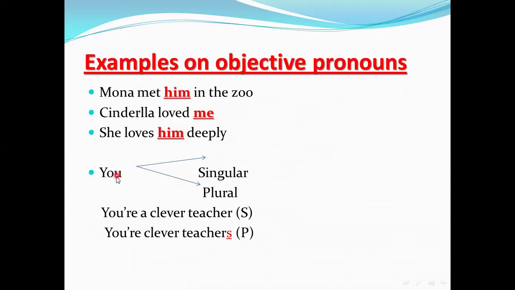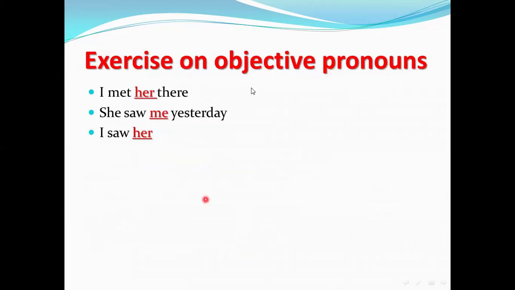So here we have you, used for what? For singular and plural. You are a clever teacher. This is singular. You are clever teachers. So you is used for what? For singular and plural as it is. Okay. Here are objective pronouns like this. I met her there. She saw me yesterday. I saw him. Let's go to another item.